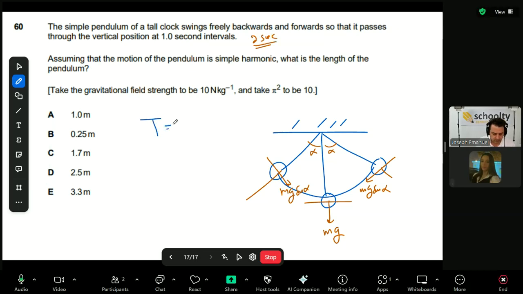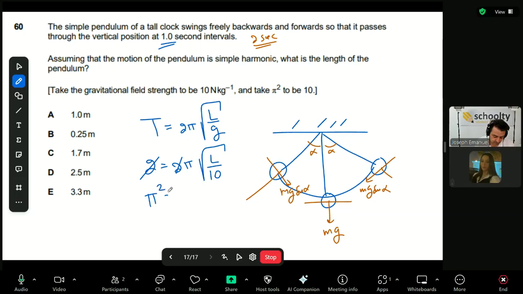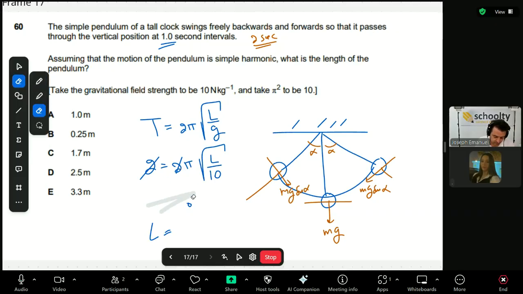So the law is time equals 2 pi square root of length over gravity. So you have 2 seconds because it's 1 second half a round and another 1 second, so it's 2 seconds. You have the length over 10. So pi square equals L over 10, so L equals how much? No, 1 minute, 1 second. I solved too fast.